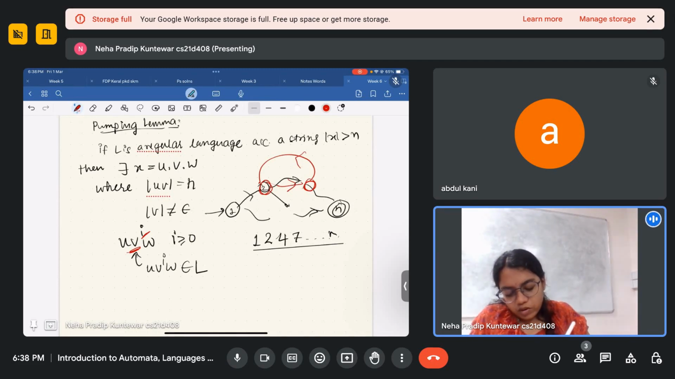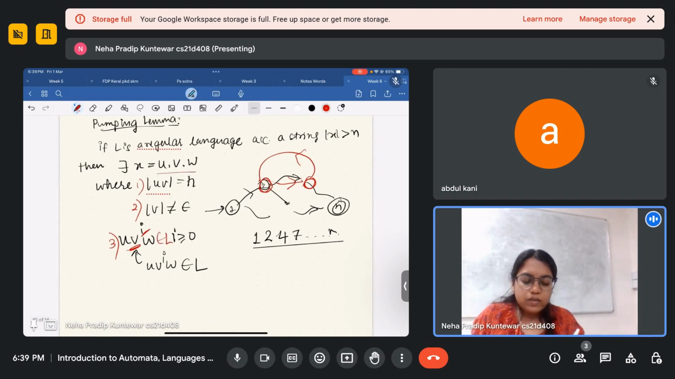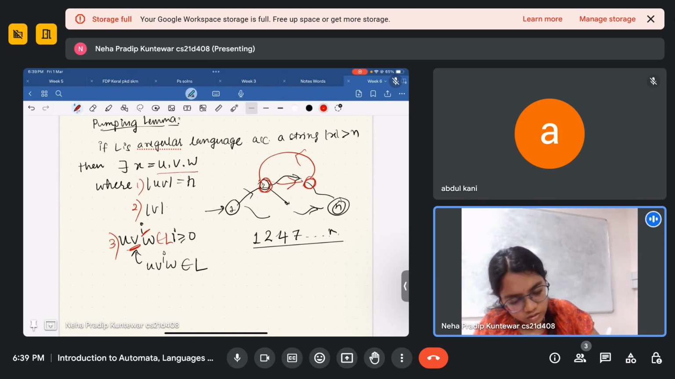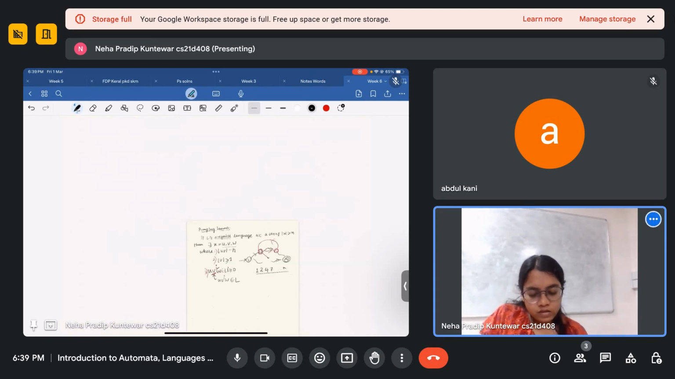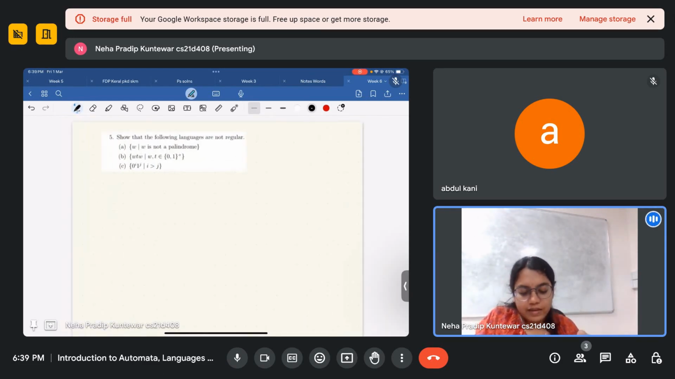So in particular, you can't have any breaking of x into u, v, w satisfying these conditions, such that... sorry, when I'm talking about length, I shouldn't talk about epsilon. So this is what I meant: length greater than or equal to 1. If you go on pumping, then you get a string in the language L. So if you want to show it is not regular, you will have to show that one of the properties is violated. So let's see with an example.